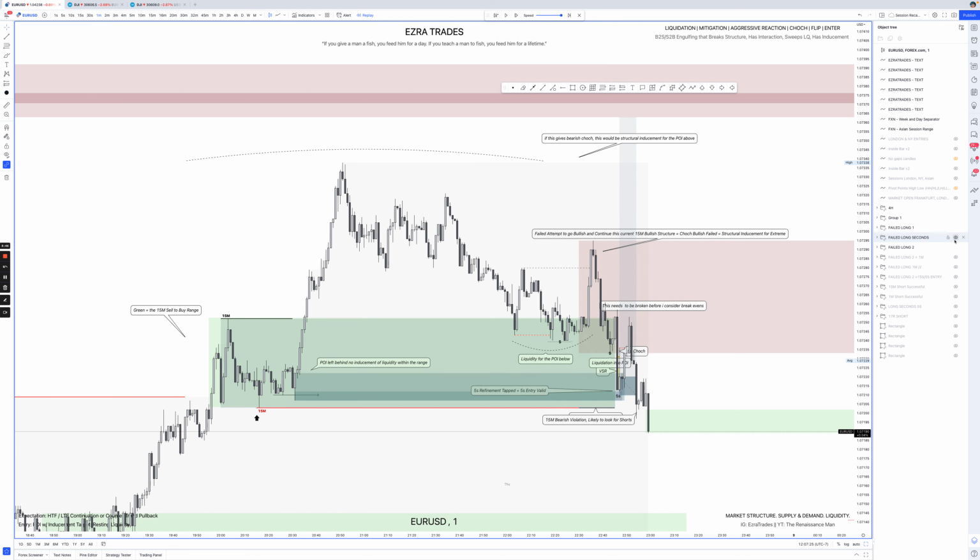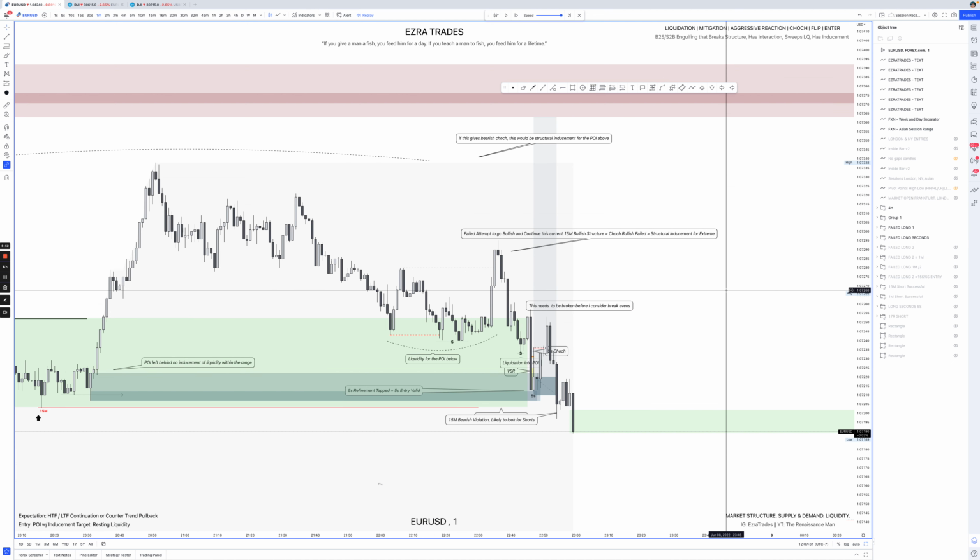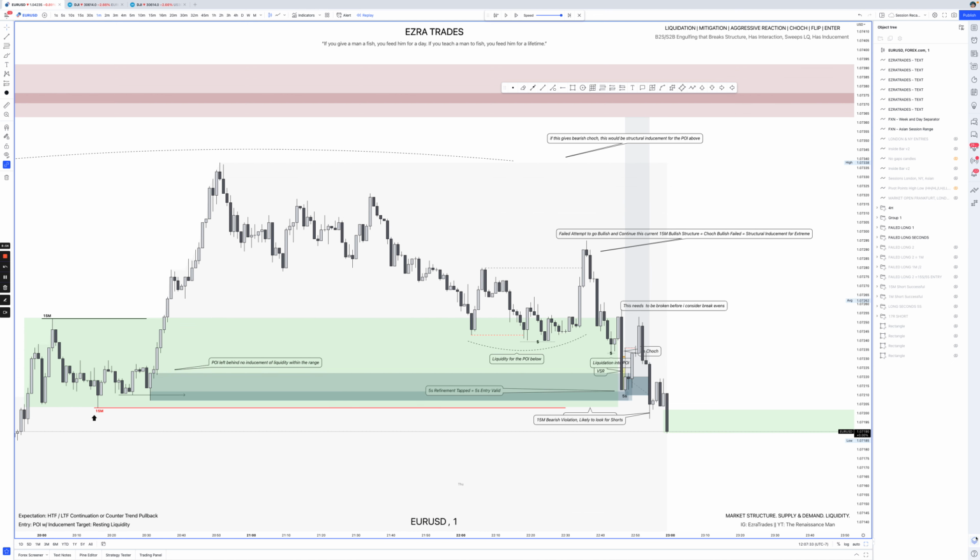So let's see, uncover these notes. That is okay, perfect. All right, so on the 1 minute time frame, here's what we're looking at.